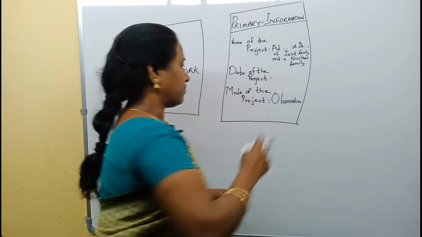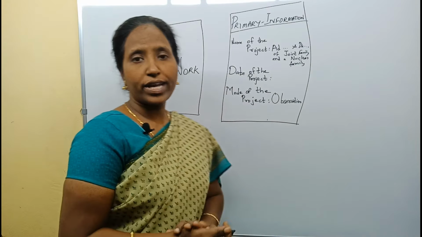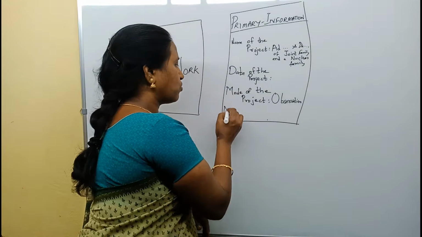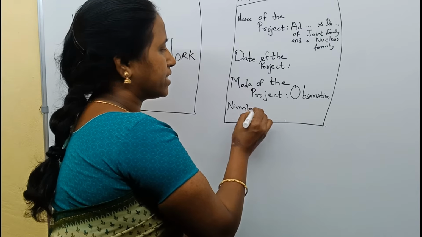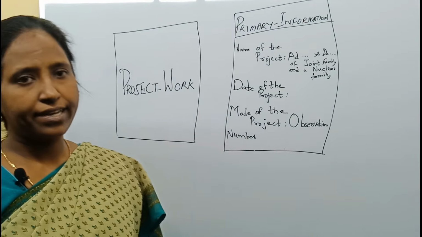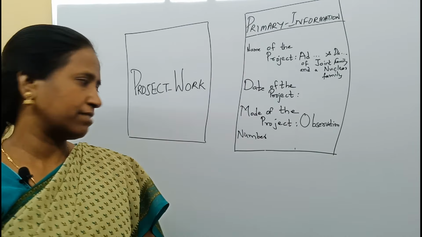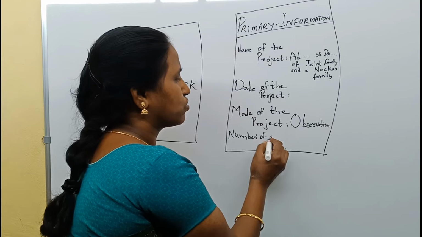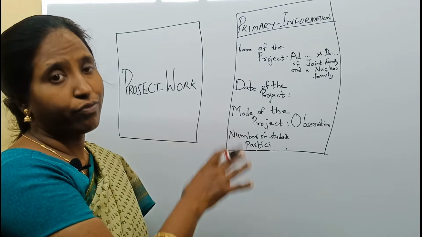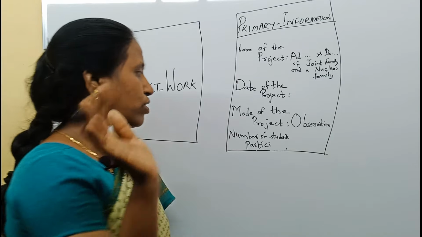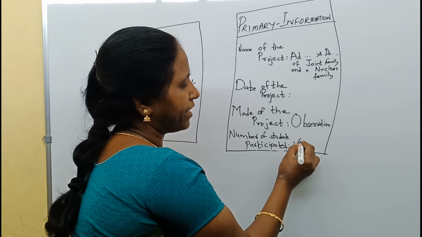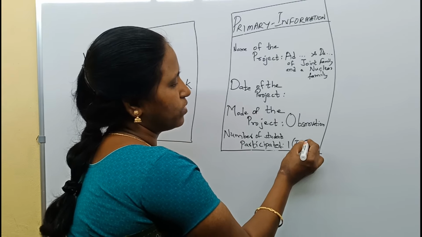Okay, and then you can write the number of students participated. Now we are doing it as an individual project. Sometimes it is a group work. That time you can write it as 6 students group activity. So, number of students participated. I will show you a copy of what I am writing out here, so do not worry about it. Number of students participated, and you can write 1 individual.